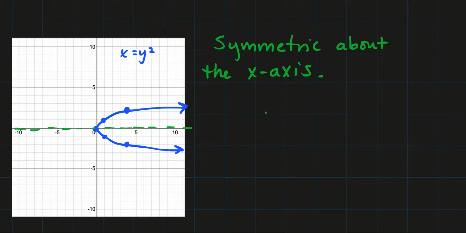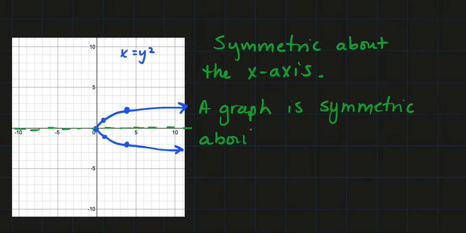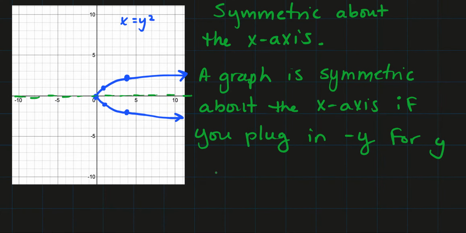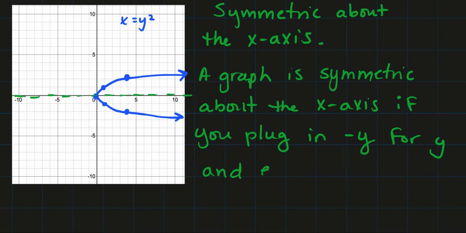Now, given an equation, you can tell if a graph is symmetric about the x-axis if you plug in negative y and you get the same equation. So a graph is symmetric about the x-axis if you plug in negative y for y and get the same equation.